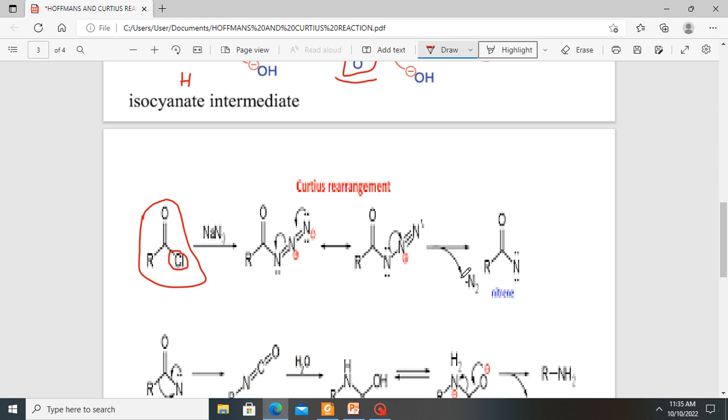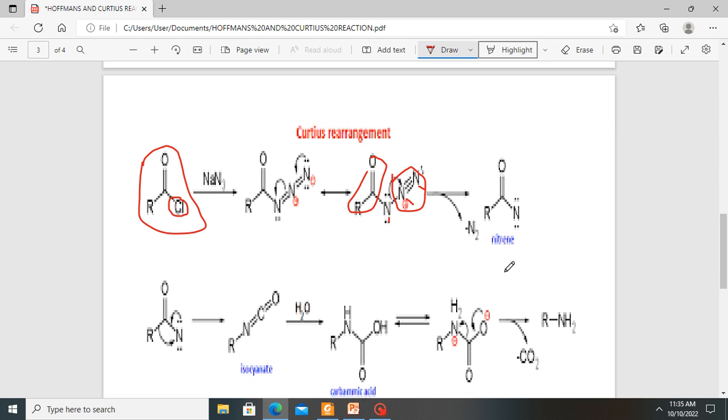loss of dinitrogen. So here you have 2 nitrogens here. You have 1, you have 2, you have 3. The next reaction is the loss of the 2 nitrogens leaving the solution. Then we have an acyl group bonded to the remaining nitrogen in the solution. From here, then we get the first rearrangement.